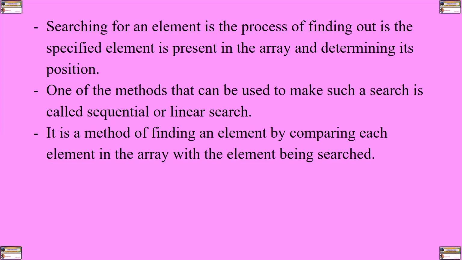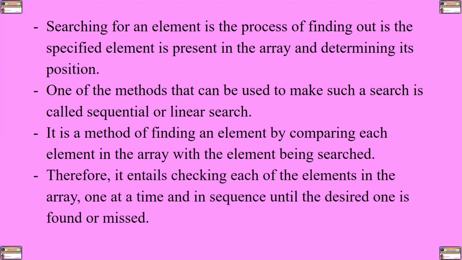Linear search is a method of finding out if an element exists by comparing each element in the array with the element that is being searched for, in a sequential manner. It entails checking each of the elements in the array, one at a time, in the sequence in which the elements have been stored, until the desired one is found or missed.